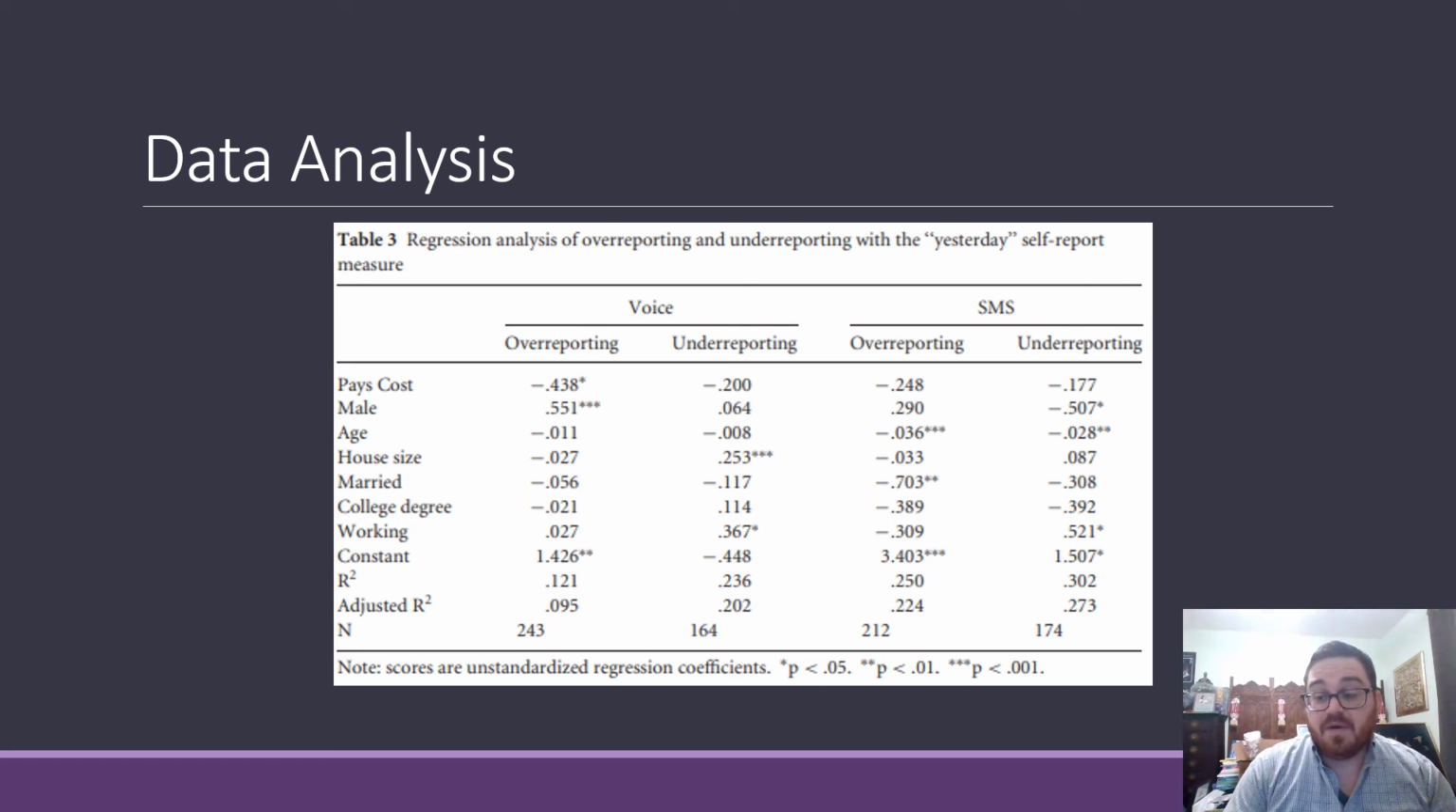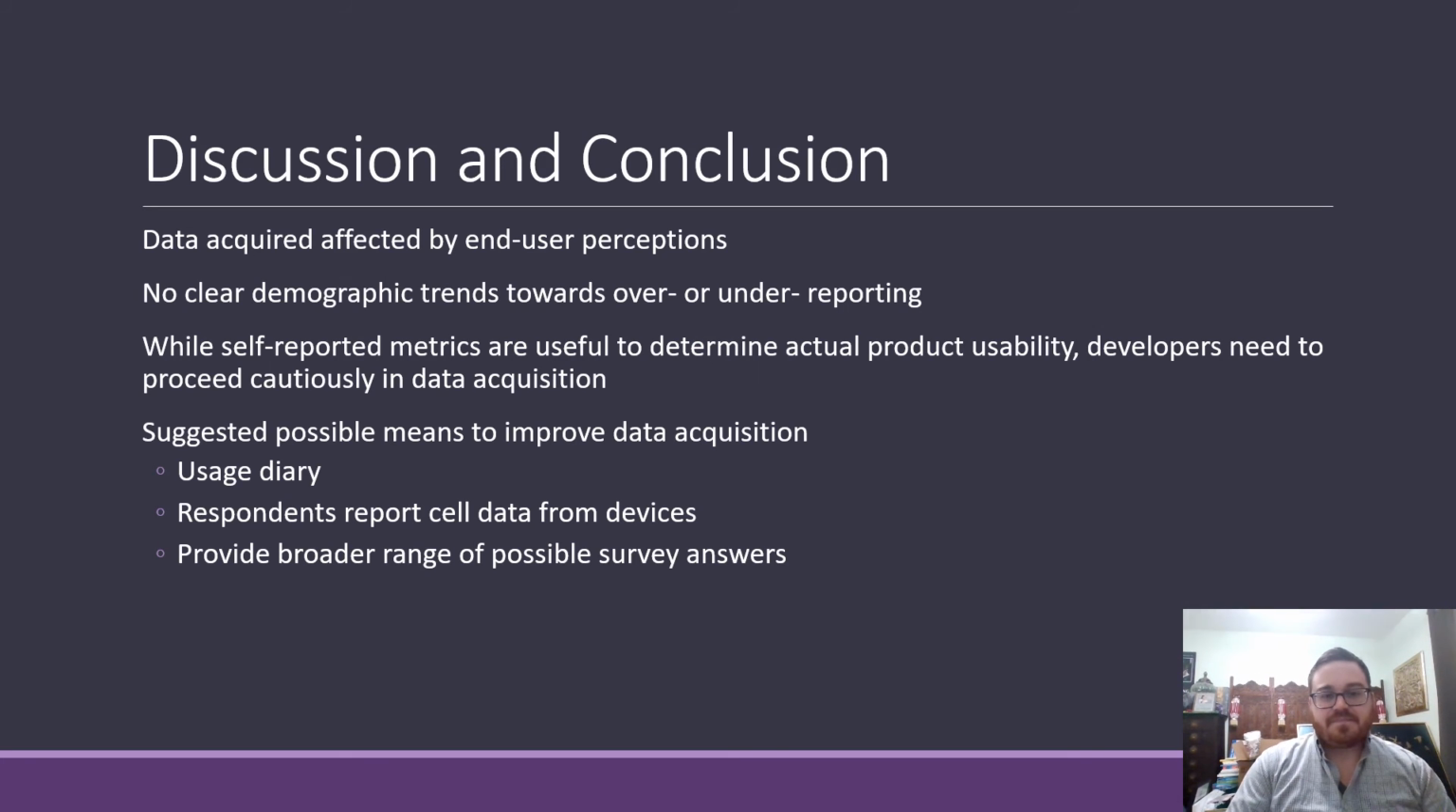Across the board, for the most part, humans tend to have the same patterns with their actual cell phone use, and college degree, married, house size, age didn't really have a dramatic impact on any of the data that was collected. So, in conclusion, for self-reported metrics, data acquired can be affected by the end user perceptions. With the actual data, there was no clear demographic trends towards over and underreporting outside of if you are a human, you're likely to overreport the data you have.